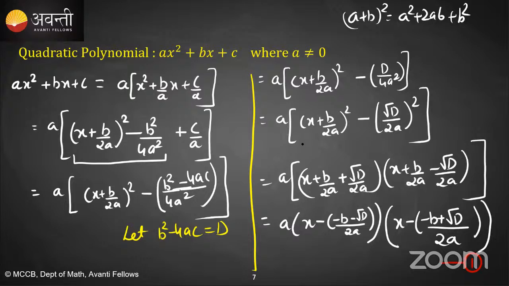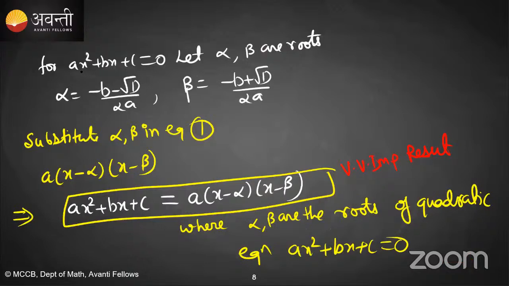So this is nothing but x square minus b square. What is a square minus b square? It is a minus b into a plus b, right? So similarly I did this: a minus b, a plus b. Take the minus common, so x minus of minus b minus root D by 2a, and x minus of minus b plus root D by 2a.